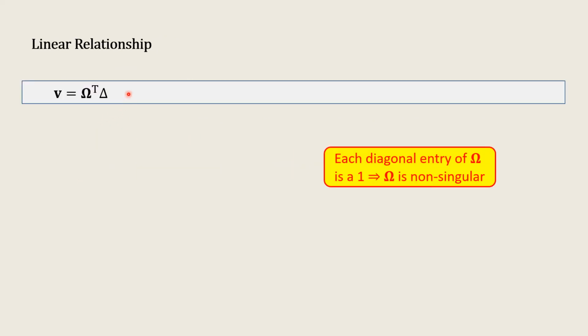So we have this linear relationship V equals omega transpose delta. And since this matrix omega is non-singular, we can solve for delta. Delta is the inverse of omega transpose times V. And we can obtain delta. Delta will be a unique solution. So this confirms our previous theorem which we proved.